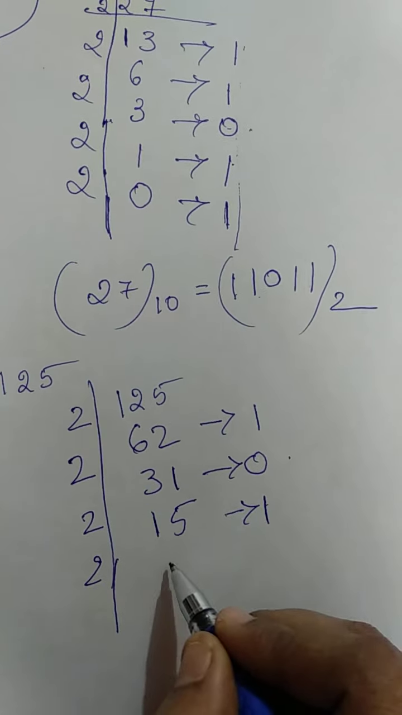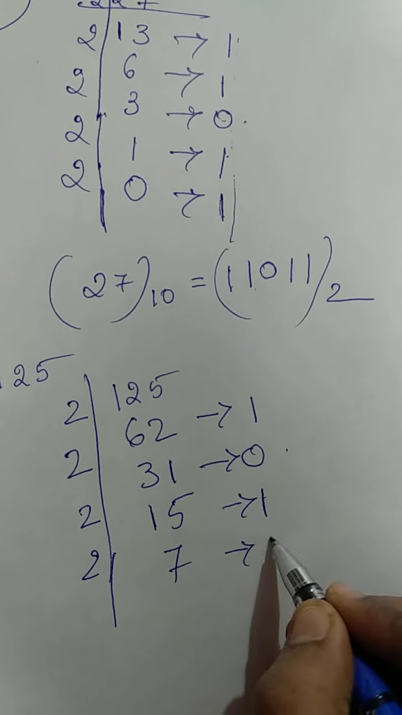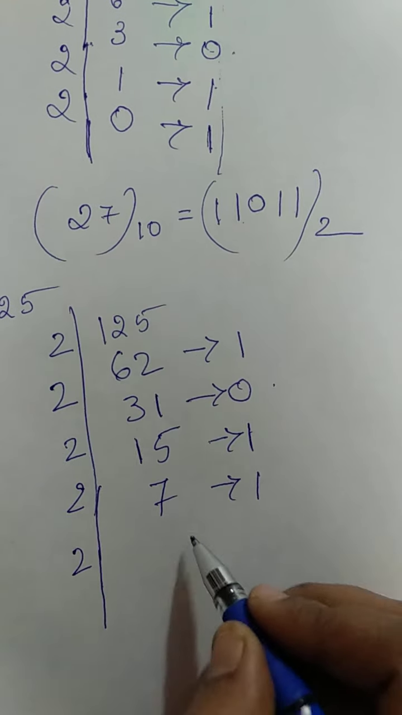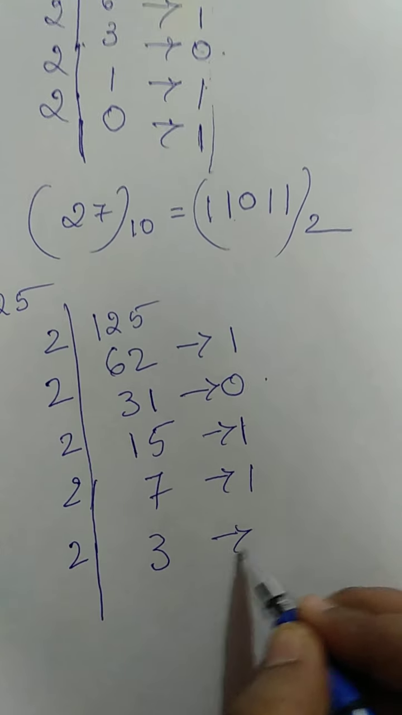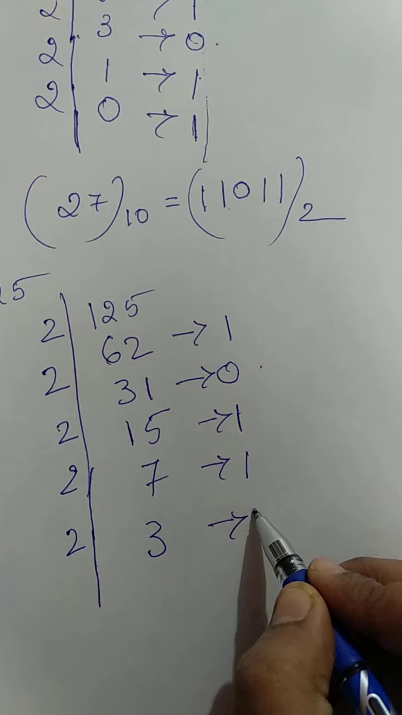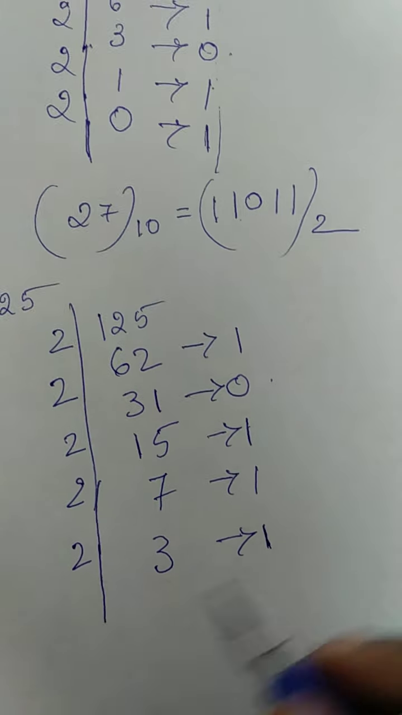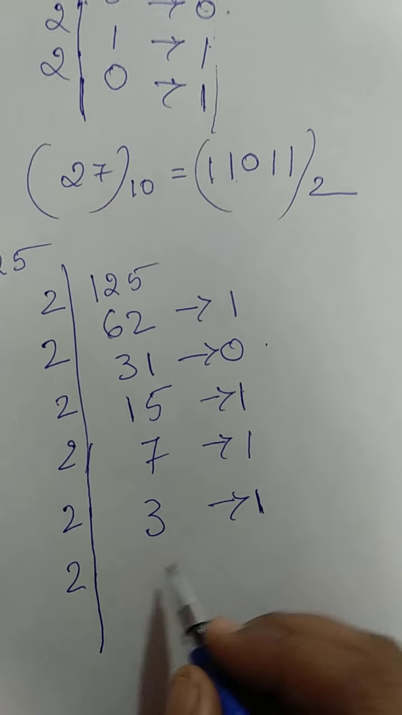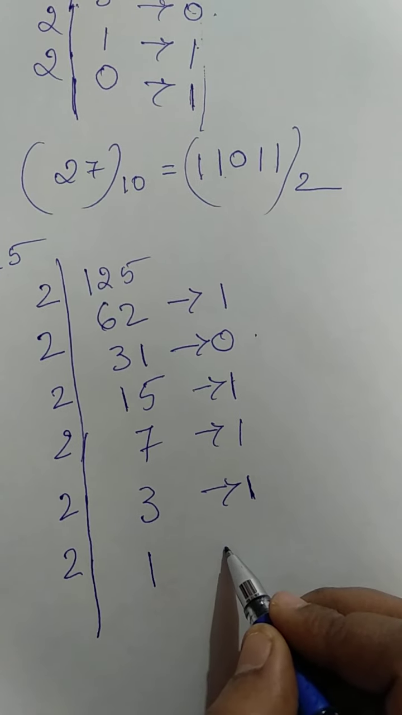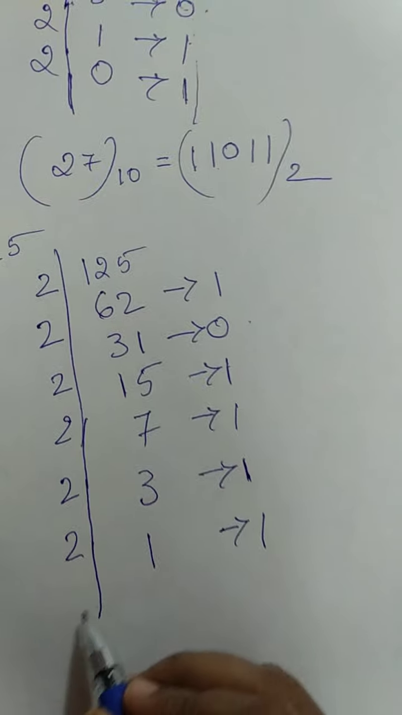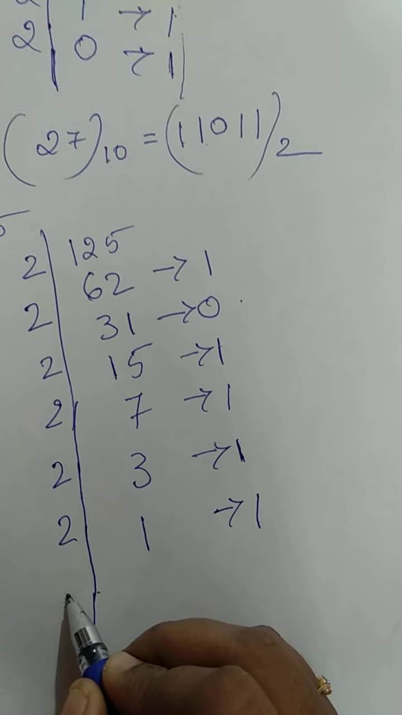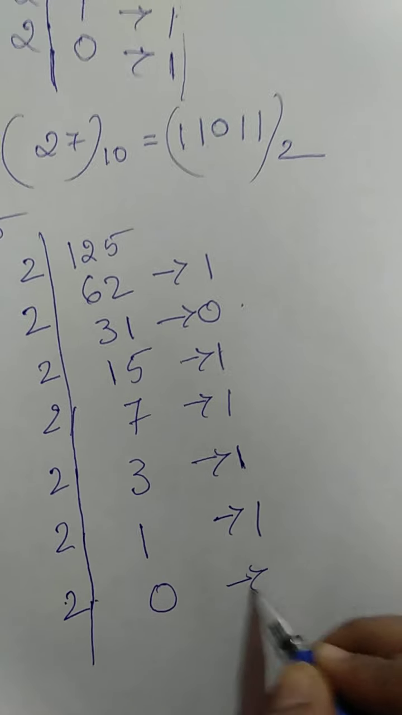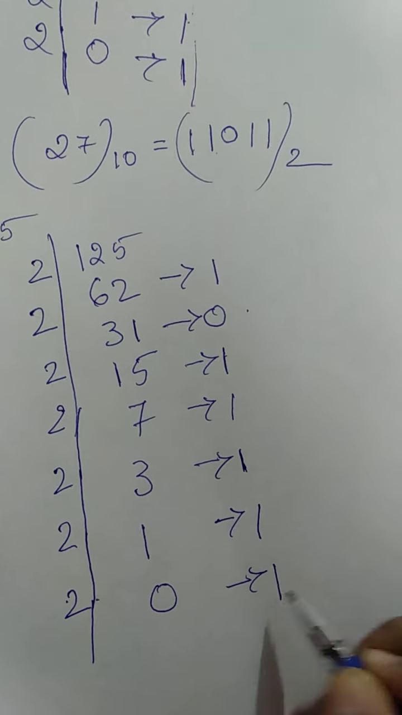Then 2 7s are 14, the remainder will be 1. 2 3s are 6, the remainder will be 1. Then 2 1s are 2, 0, so the remainder will be 1.